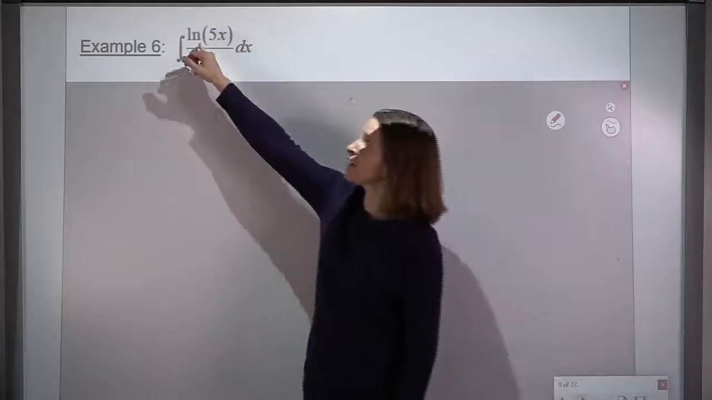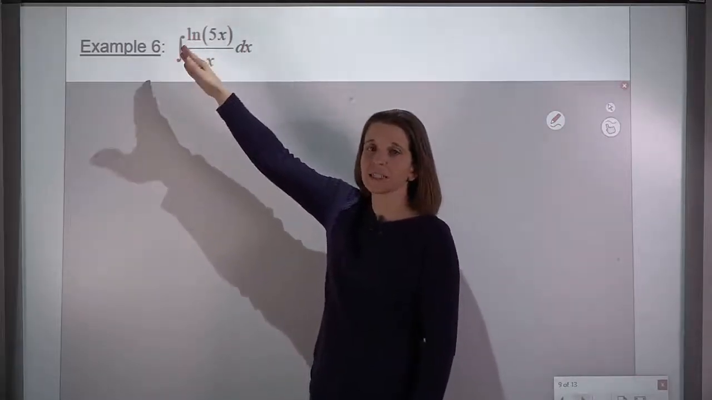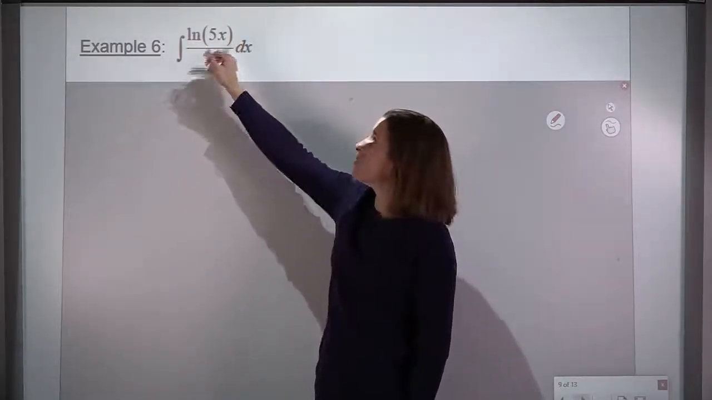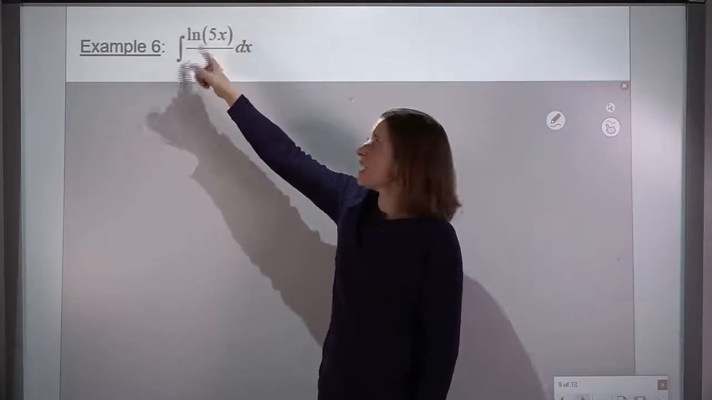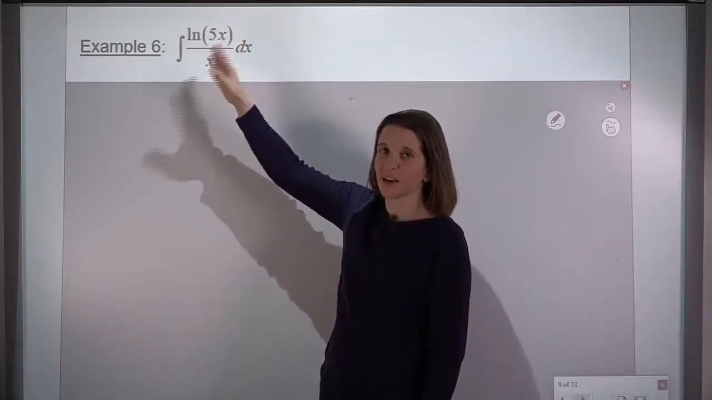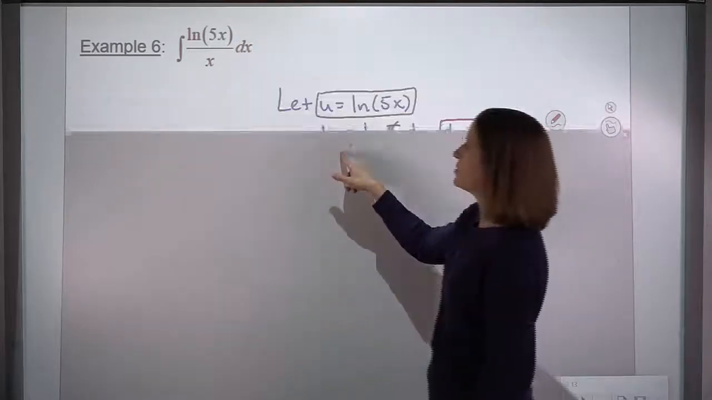Now remember, I cannot literally pick just ln. It always has to be ln of something. So I'm picking ln of 5x, that whole function. It is not ln times 5x, it's ln of 5x. So that's going to be my u.